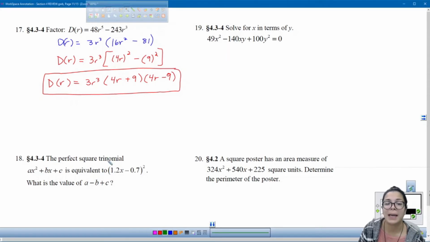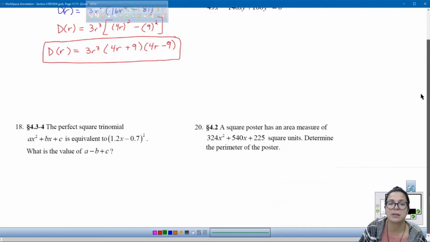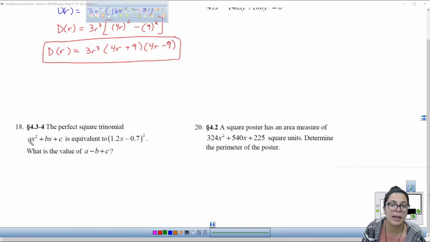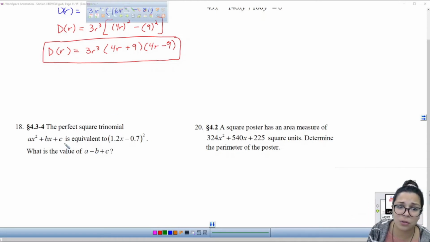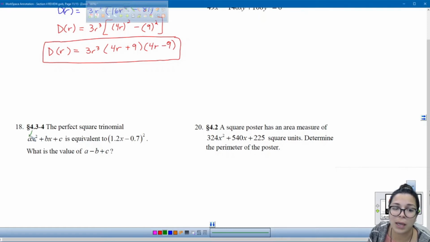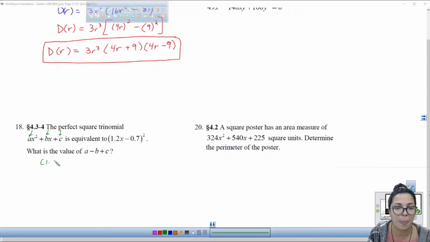All right, number 18, perfect square trinomial, ax squared plus bx plus c is equivalent to this right here. So what is the value of a minus b plus c? Okay, so they're just saying that there's a trinomial, it equals this, so coefficient a, b, c, what are they? Subtract a and b, and then add c. That's it. So let's go ahead and do 2 copies of this, multiply together.